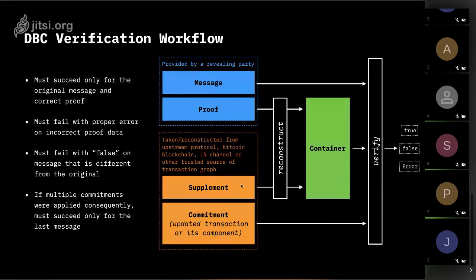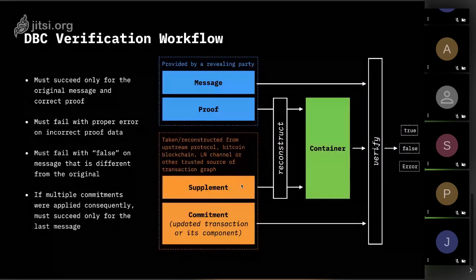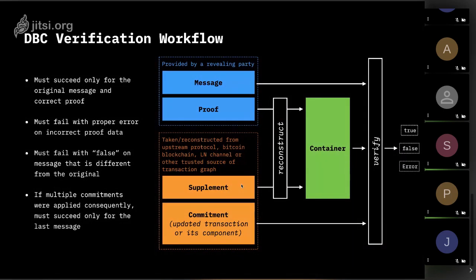And you never know what is wrong with that. But basically, you should not trust this commitment. So an error means that you've done something wrong. False means that you were fooled. And true means that the information you got is correct and valid.